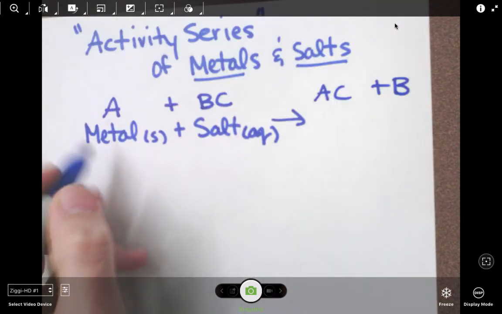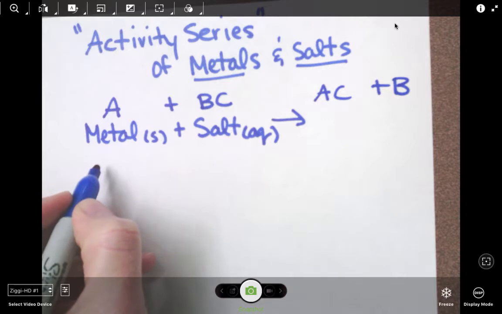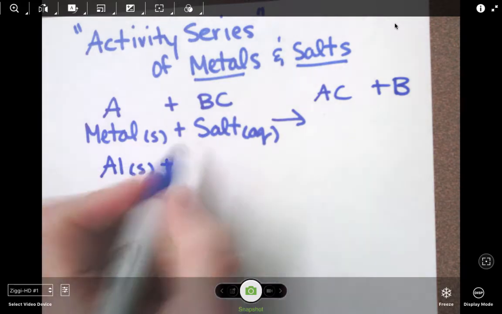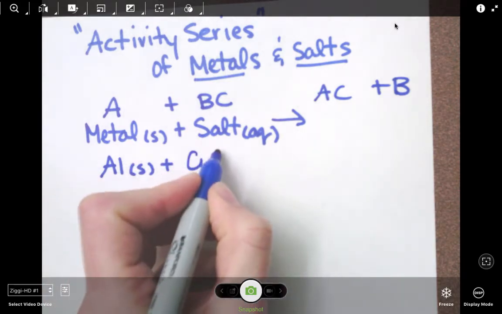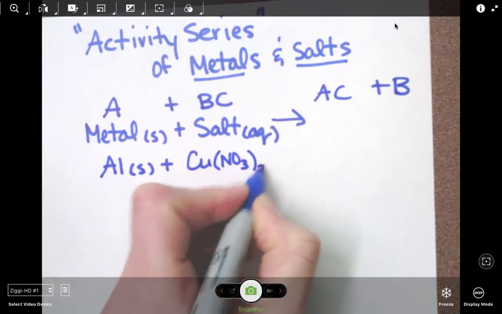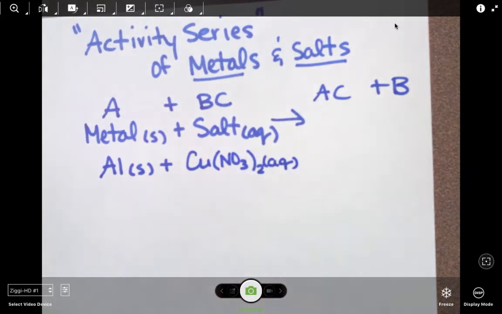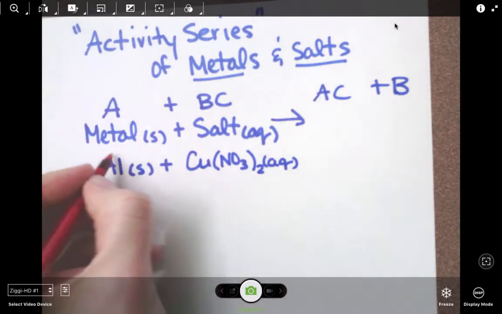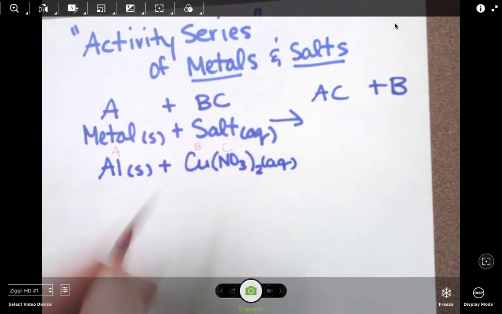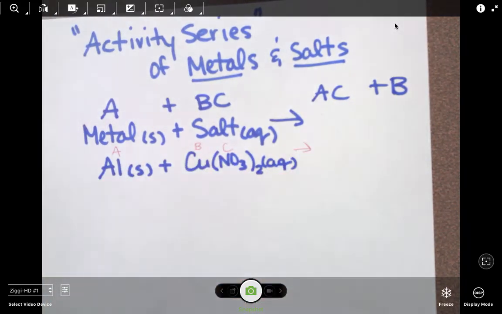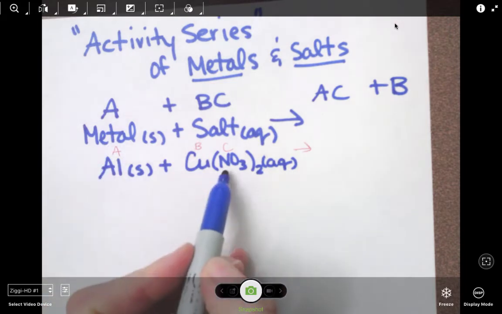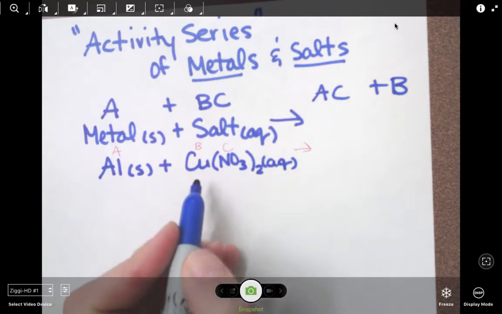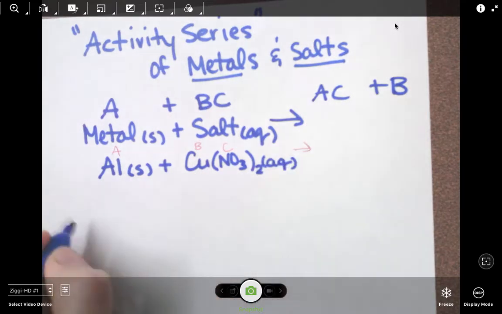So as an example, if I take aluminum, just a solid metal, and I add it to a salt that is, let's say, copper 2 nitrate. So I have aluminum, which is A, copper, which is B, and nitrate, which is C. What's going to happen is the metal is going to take the anion away from the salt, and the cation in the salt will end up alone. So A is going to connect with C. So I'll work that out down here.